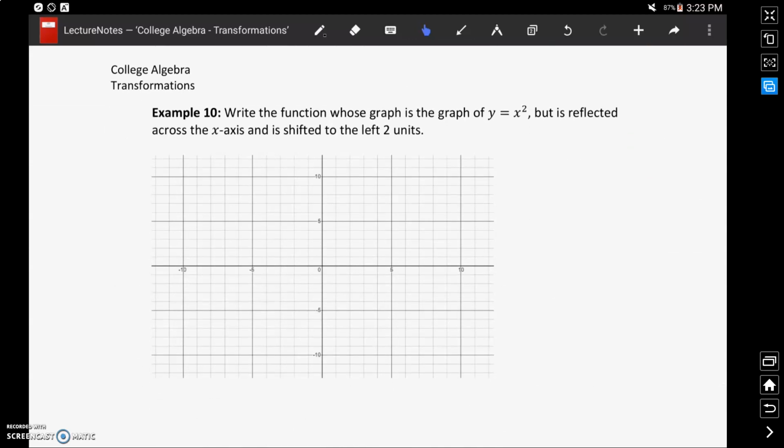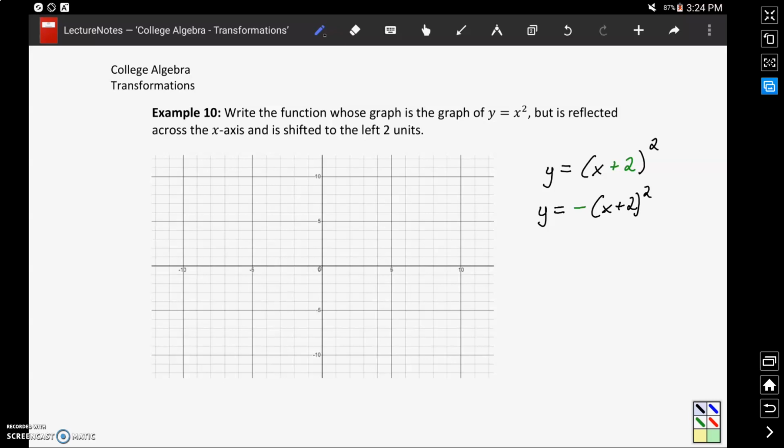In example 10, we want the graph of y equals x squared, but in this case reflected across the x-axis and shifted to the left by 2 units. So we'll start off with that shift to the left. In order to shift left, what we would need to do would be to add 2 to the x inside that square part of our function. And then in order to reflect across the x-axis, we would need to take the opposite of that function. So this would become y equals the opposite of x plus 2 squared.